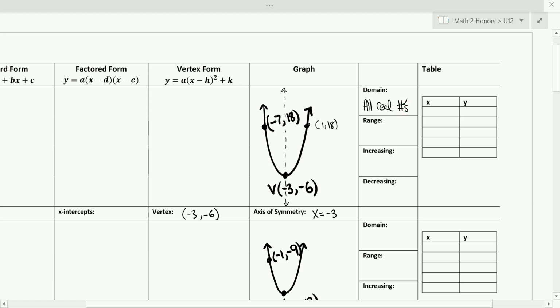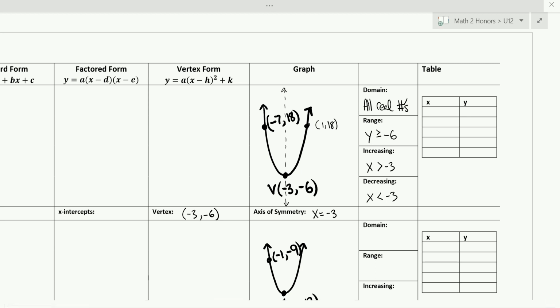The range, Leah, what's the range going to be? Good job. Okay. The lowest point of this graph is -6, and so it's all y values above that, and also you got to include it, so greater than or equal. Where is this increasing? Let's go with Sue. Good job. And where's it decreasing, Sue? Very good.